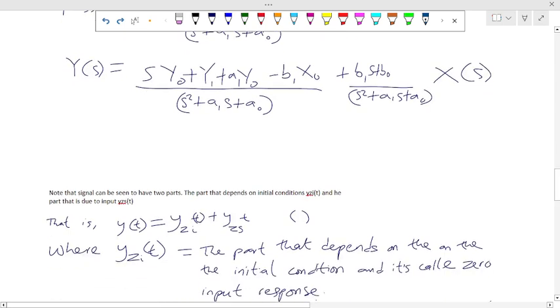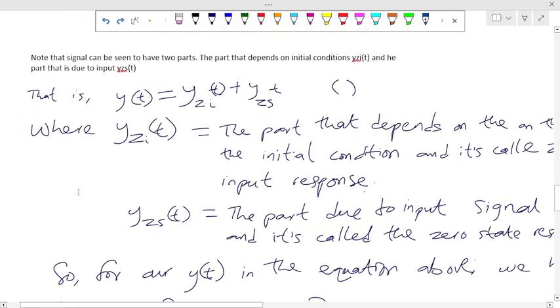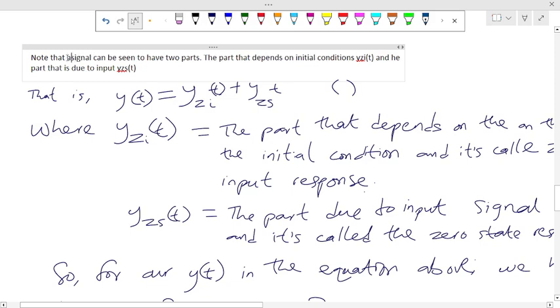So yeah, we stopped at this part in the last video and I said Y(s), or Y(t), which is the time domain of Y(s), has two parts. Note that a signal can be seen to have two parts.